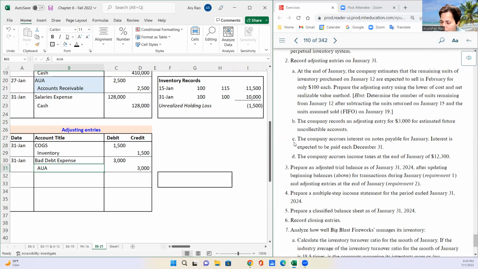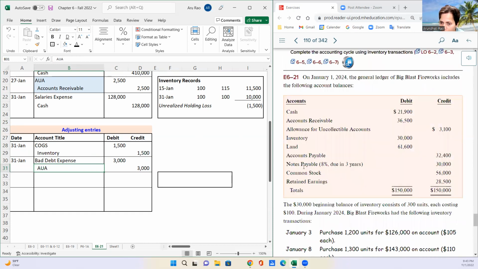The third piece of information tells me the company accrues interest on the notes payable for the month of January. Interest is expected to be paid December 31st, end of the year. Okay, so let's go back up over here. My notes payable, 8% due in 3 years, $30,000. That money is not due right now, but that interest is accruing, which means I have to pay that interest eventually. So let's first see what accounts I debit and credit. Interest expense debit, interest payable credit. I'm not paying it on January 31st. I'll pay it on December 31st.